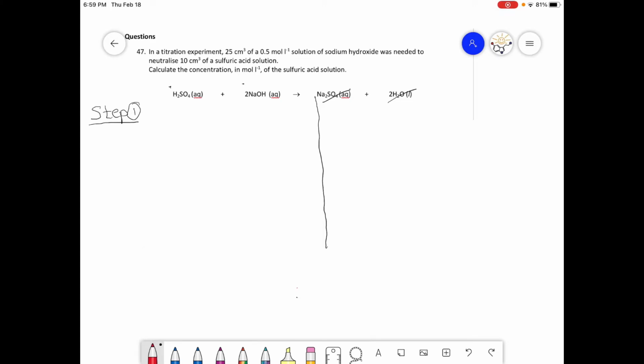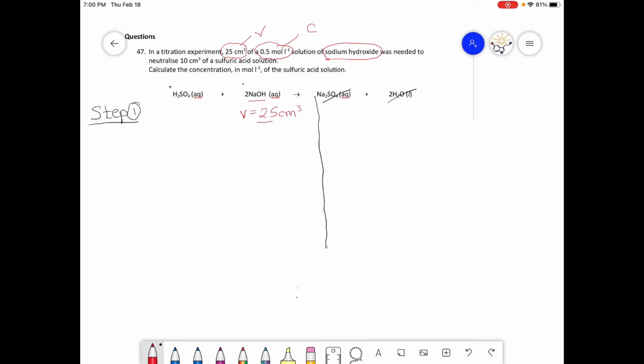Let's see what we're told. We're told that we have 25 cubic centimetres, that's a volume, and 0.5 moles per litre, that's a concentration. We look at the units, and we're told that that is about sodium hydroxide. We look in our balanced equation. Here is our sodium hydroxide. I'm going to write down all the information we know about the sodium hydroxide from the question. So we know that the volume is 25 cubic centimetres.